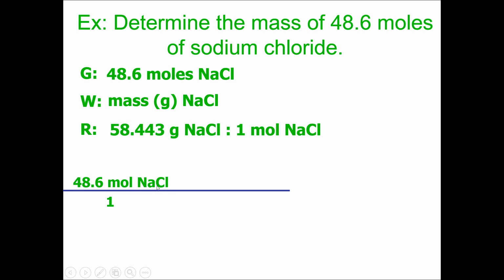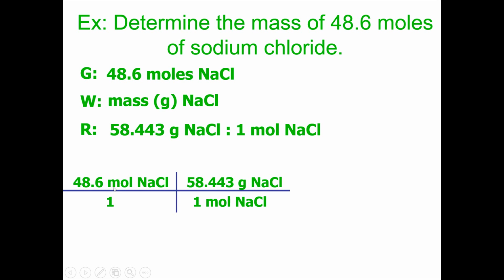I see moles of NaCl in the given, so I know that diagonal from that, if I want my dimensional analysis to work, I'm going to have to use what I see in the ratio and grab the unit, the number, and the substance and put that diagonal. So I have 1 mole of NaCl diagonal from 48.6 moles of NaCl because I need the units and substance to match up diagonally. I take the other side of the ratio and put it in the numerator, so 58.443 grams of NaCl goes in the numerator, and now I can calculate.